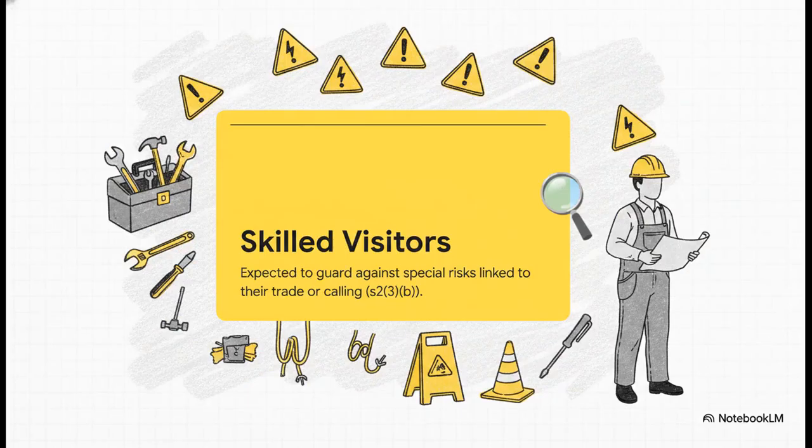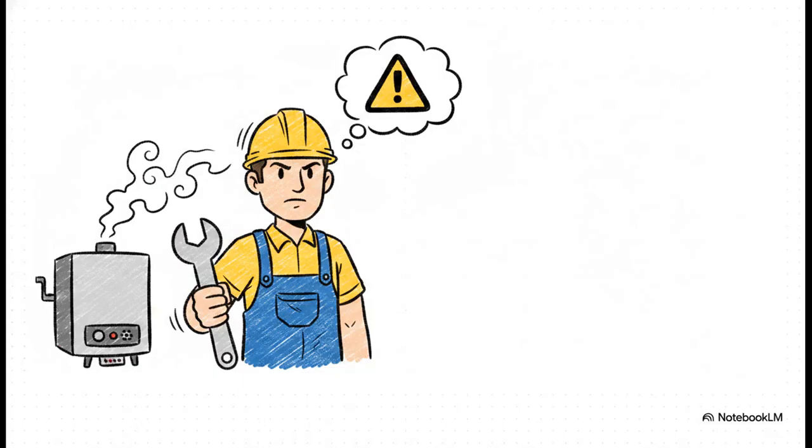Now on the flip side, we have skilled visitors under Section 2(3)(b). In these scenarios, the occupier's duty is actually dialed way down. The law expects that a tradesperson coming onto the property will appreciate and guard against the special, ordinary risks that are just part of their everyday job. The case of Rolls v. Nathan perfectly illustrates how strictly judges apply this rule.